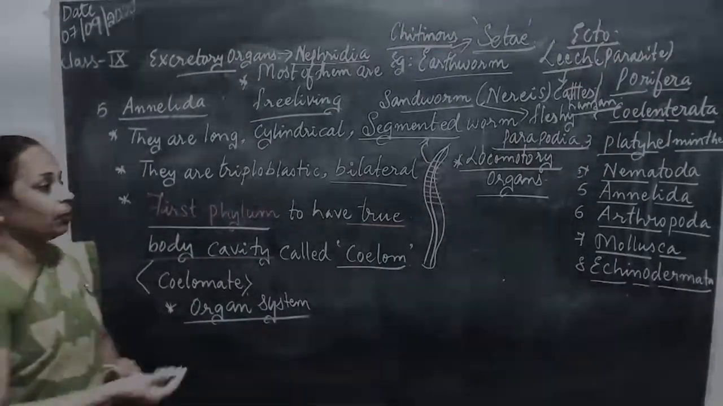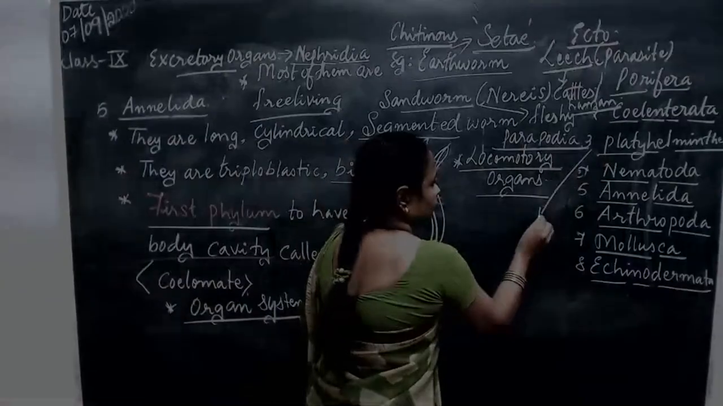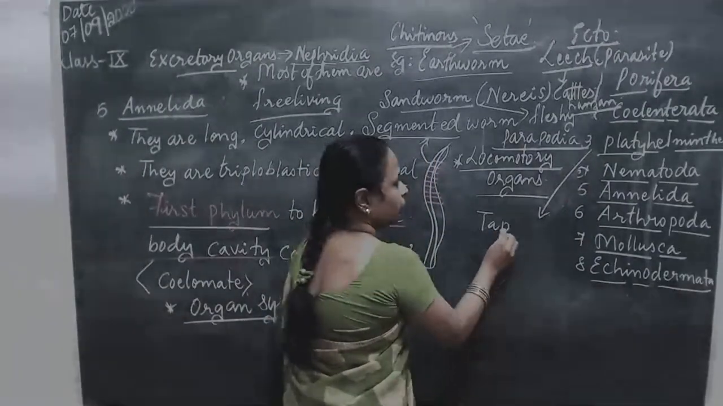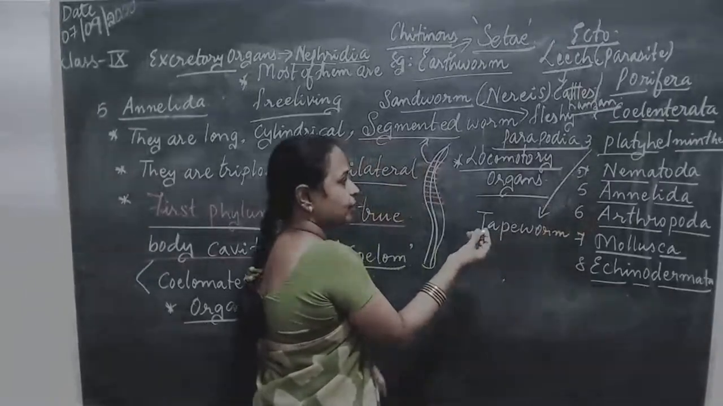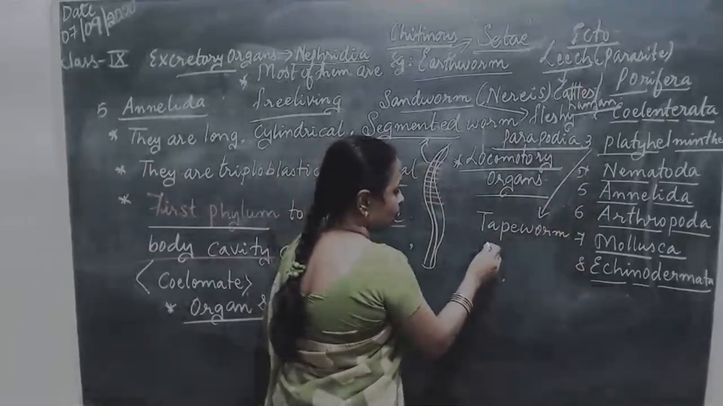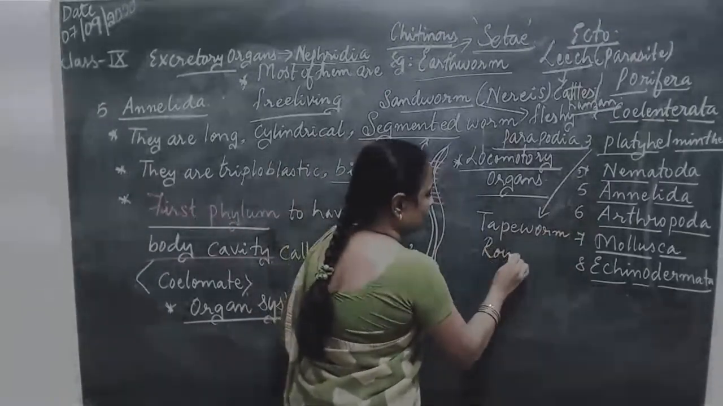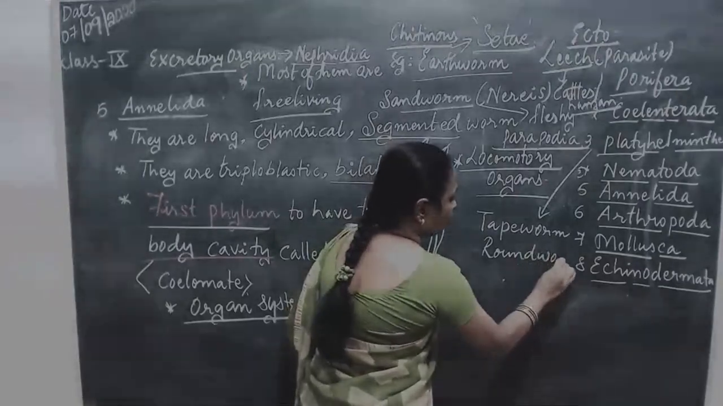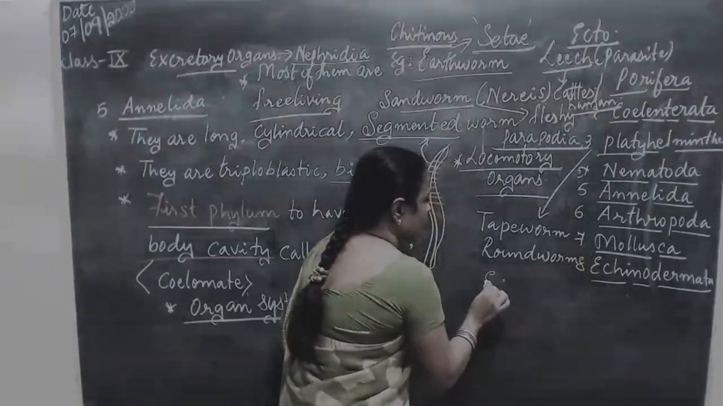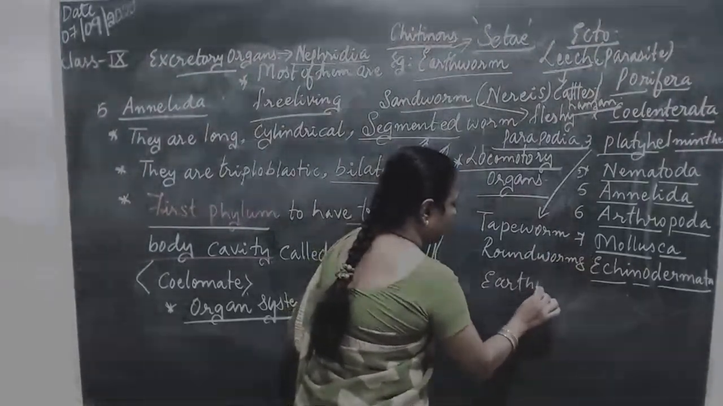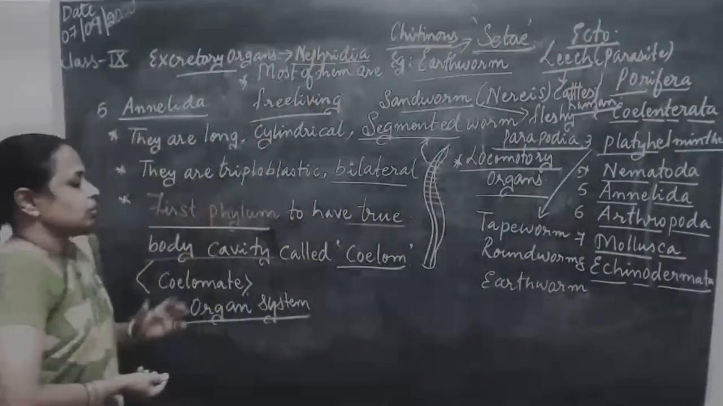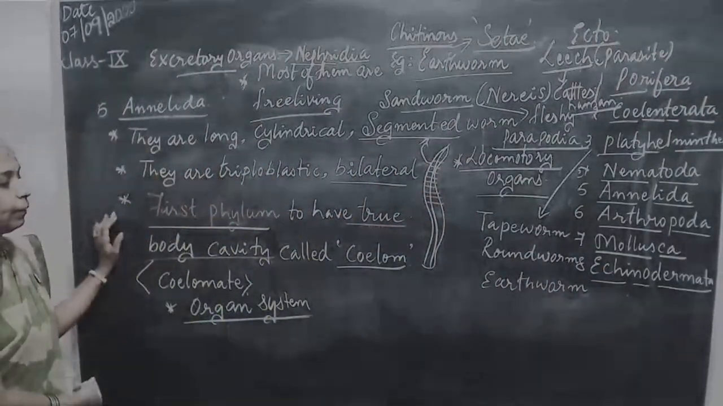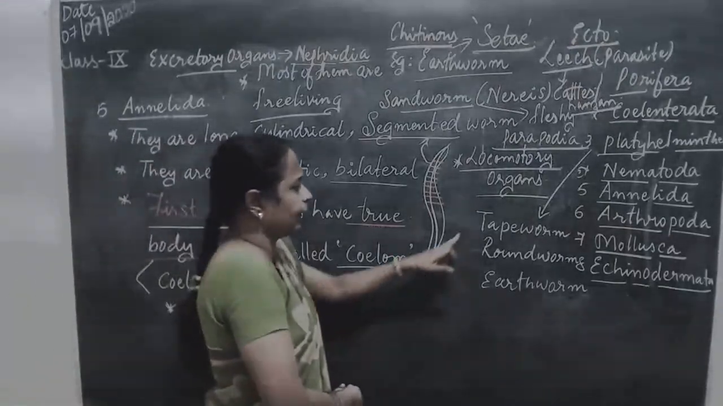Anything which ends with worm: phylum three, tapeworm, phylum one. Any example you take is already a worm only. If it is roundworm, phylum number 4, and earthworm, phylum number 5. So that is how you can keep in mind which organism we are studying in detail.